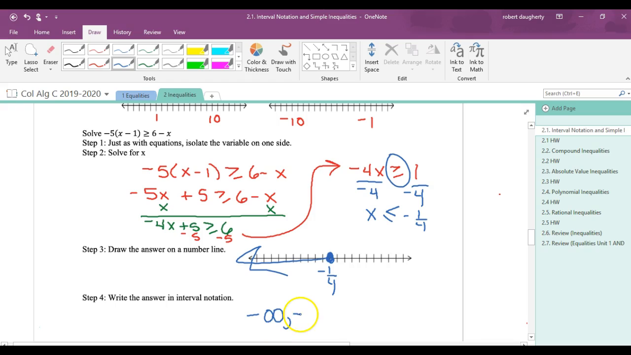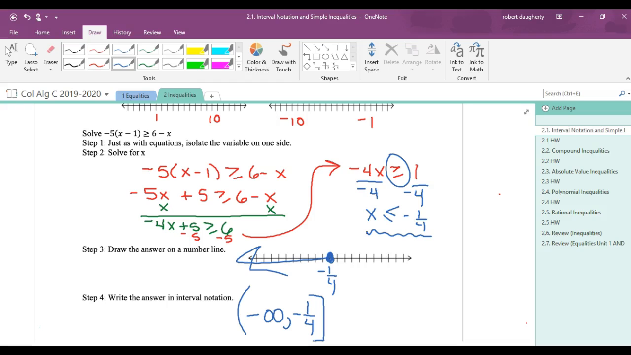What is that interval? -infinity up to -1/4. What goes around the -1/4? What goes around infinity? Always a parenthesis. Now, that's my final answer. This is what I want the answer to this problem to be. But you can see algebraically, this is how the algebra worked out. This is not a required step, but does it help you visualize it? So that's just up to you.